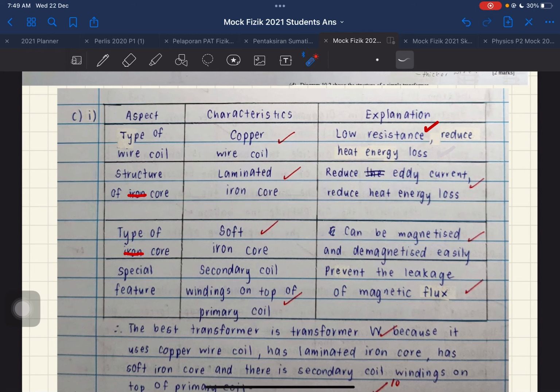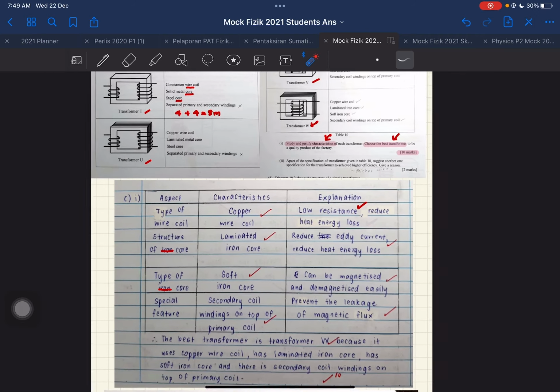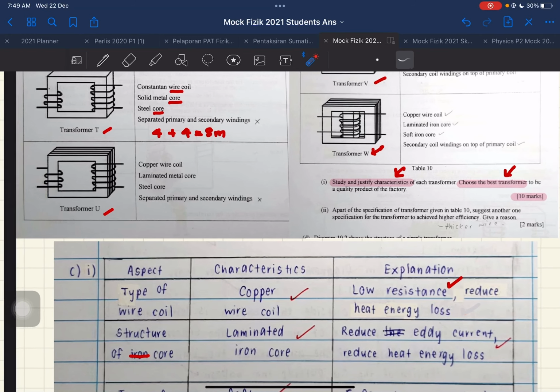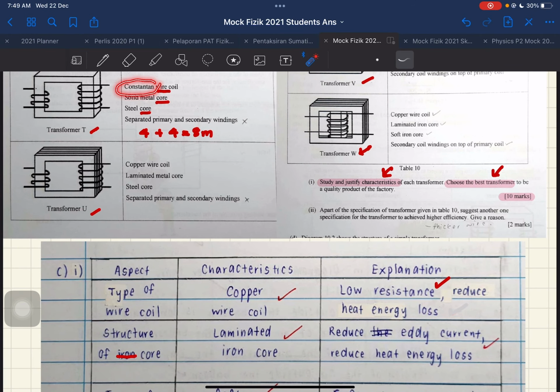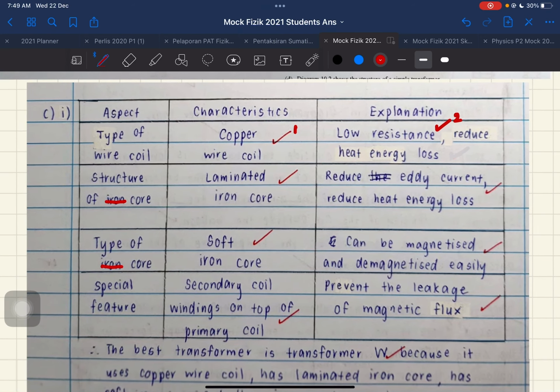So type of wire coil, it should be copper. We don't choose constantan, although here you have constantan as the choice. So we choose copper. Reason, copper, this will be your first mark. Can do like this, mark 1. And then the reason, low resistance. This is mark 2.